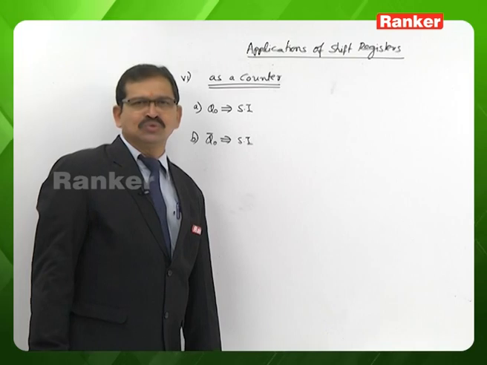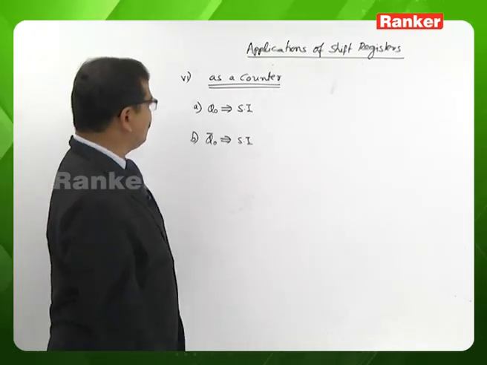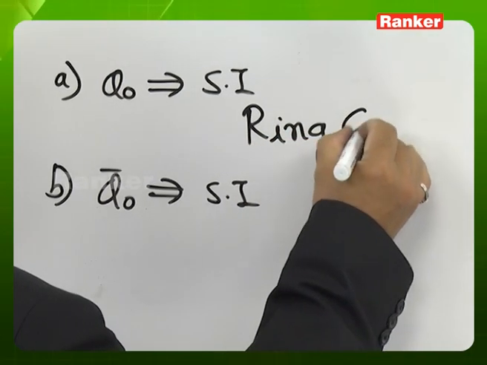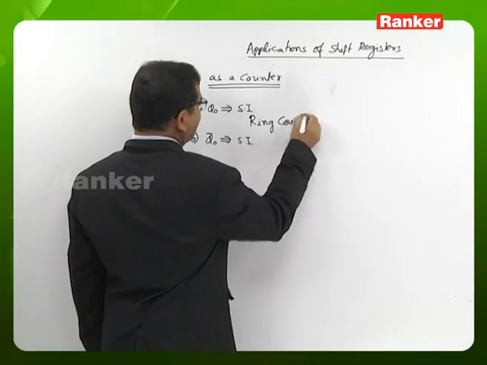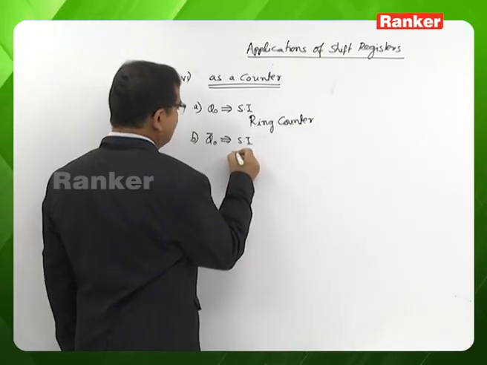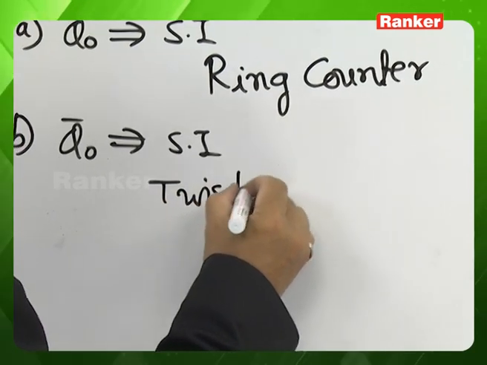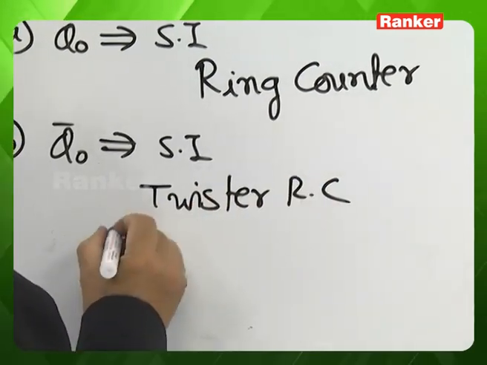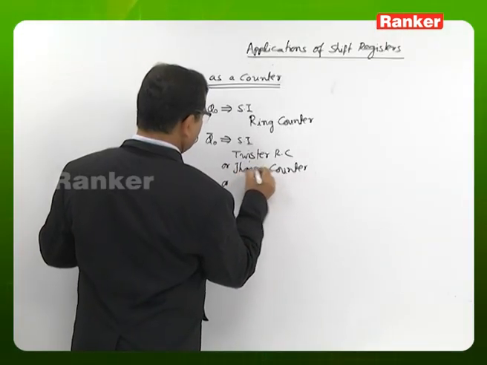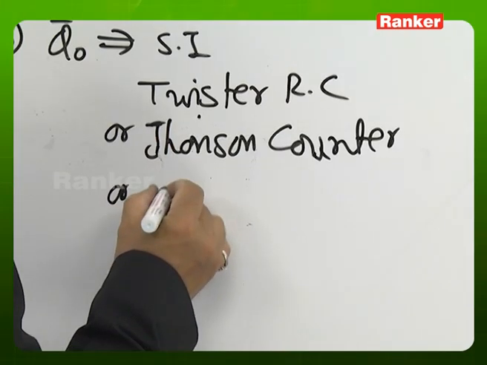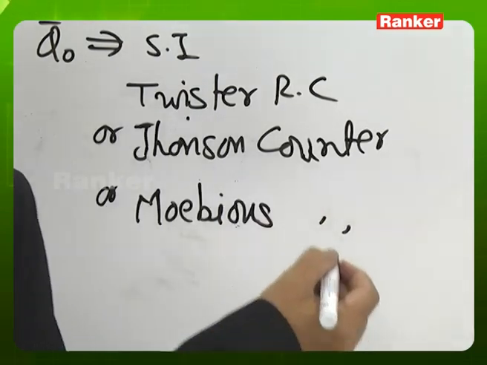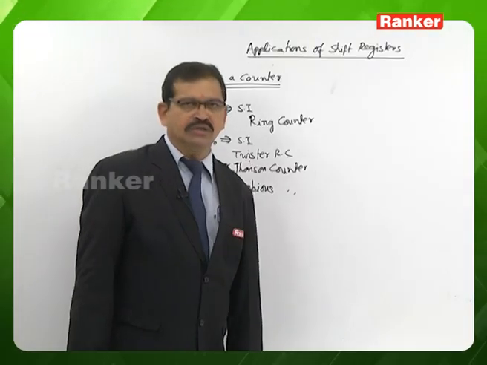While connecting Q0 to the serial input terminal, what is the counter? We name this counter the ring counter. While connecting Q0 bar to the serial input terminal, what is the counter? We name this the twisted ring counter, or Johnson counter, or Mobius counter.